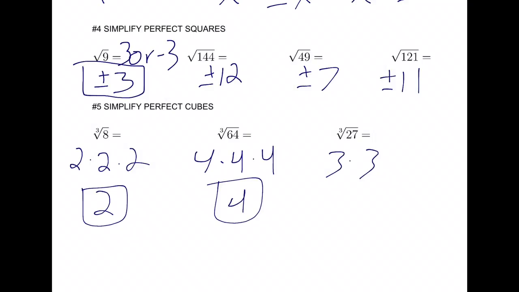Similarly, 3 times 3 times 3 gives you 27. Notice, we don't include the negative answers. In fact, for any odd numbered root, we don't include the negative answers, because negative 2 times negative 2 times negative 2 would give us negative 8. Or same thing here, negative 64 or negative 27. So it doesn't work unless the exponents are even.